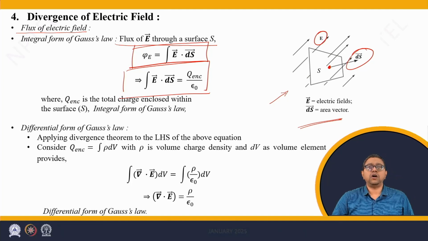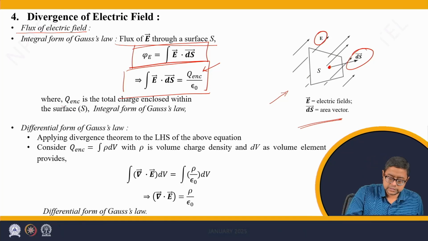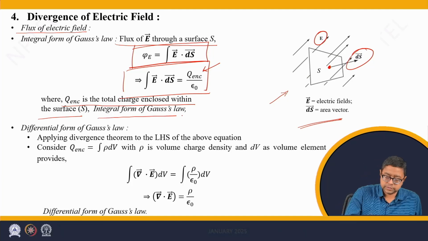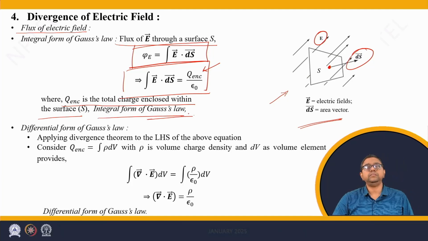Now, this flux of the electric field is equal to Q enclosed by epsilon naught. Here, Q enclosed denotes the total charge enclosed within the surface. This can be obtained using the Gauss law. This also represents the integral form of the Gauss law or the divergence law for the electric field.